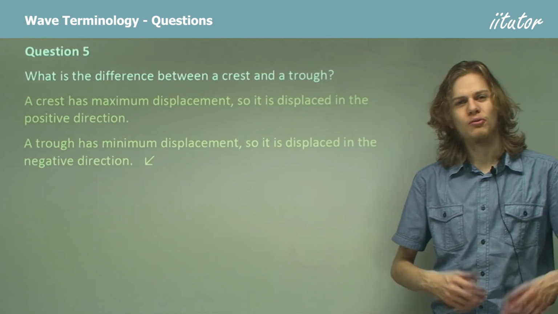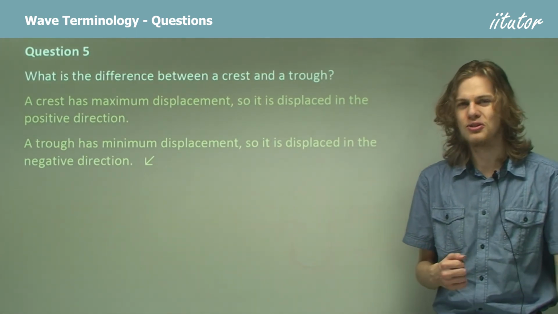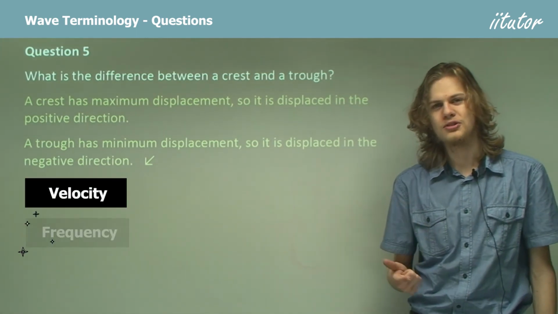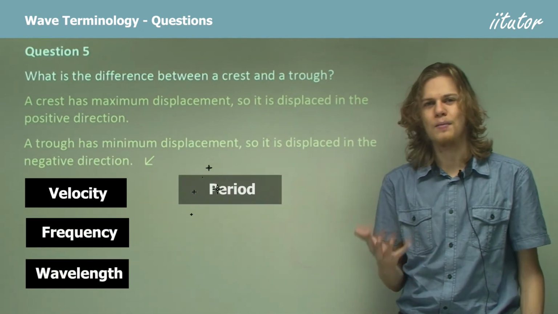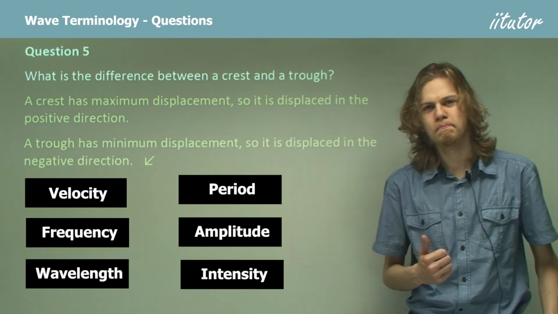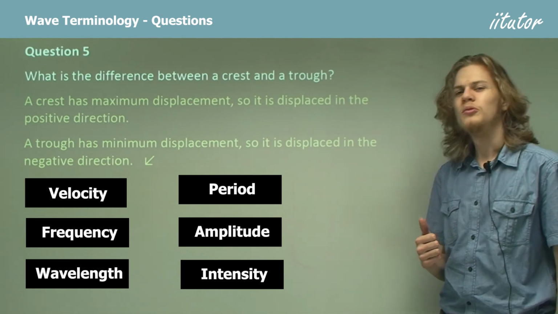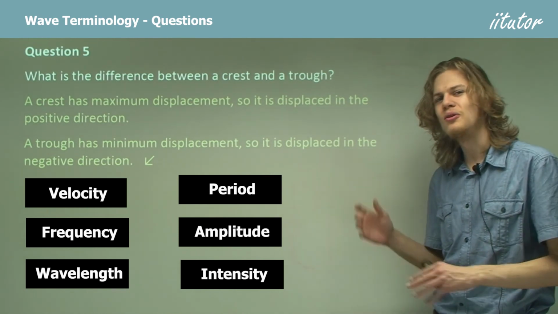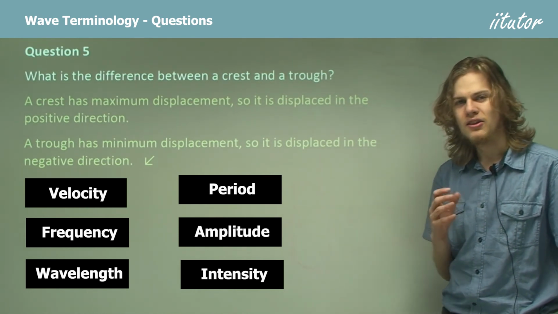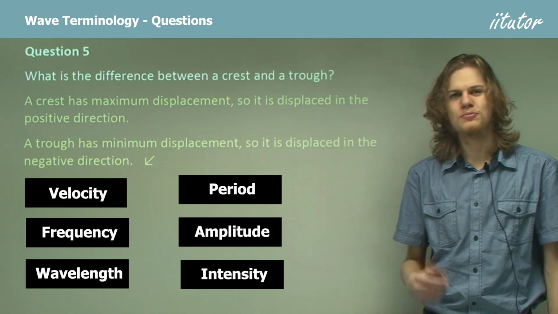Right, so that's the end of the questions. We've gone over several different wave terms that we can use to describe waves, things like velocity, frequency, wavelength, period, amplitude, intensity, that sort of thing. And we've gone through some questions that make sure that we know exactly how to use them. In the next section, we'll be talking about graphing these properties of a wave.